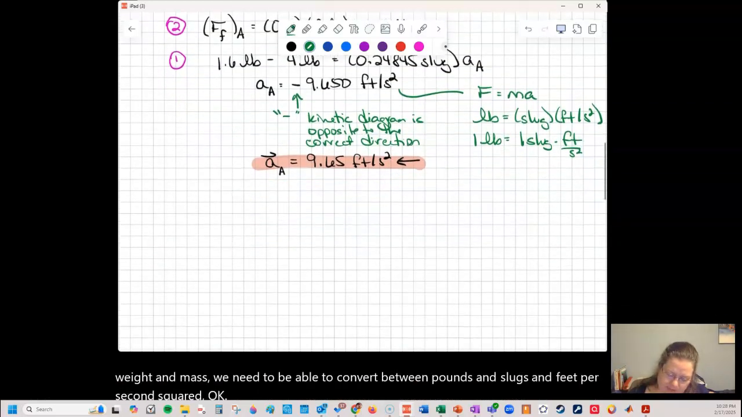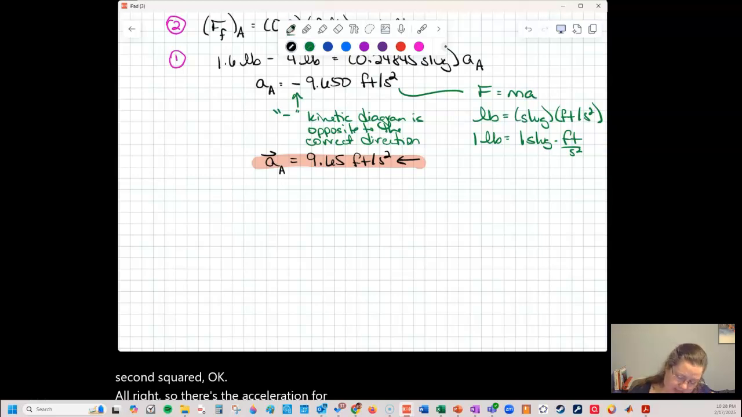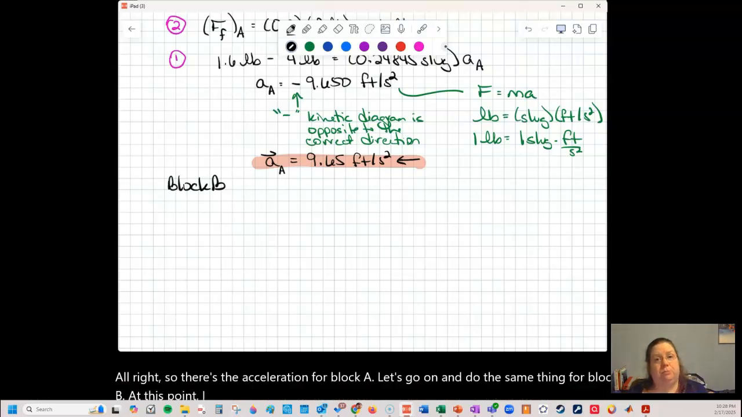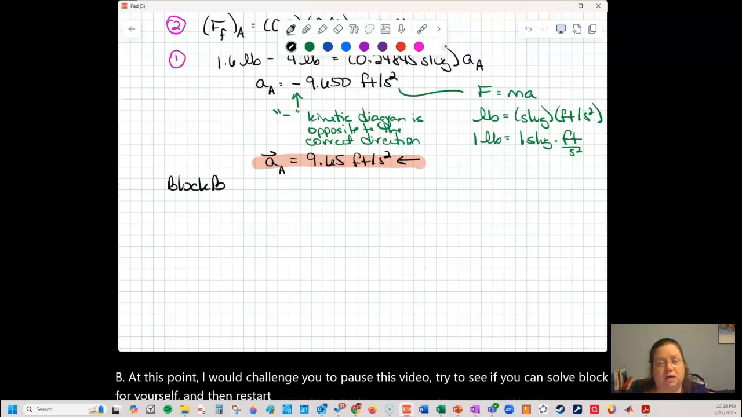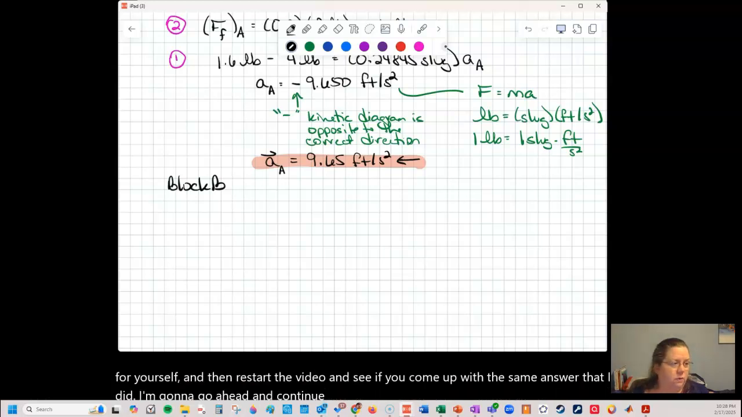All right, so there's the acceleration for block A. Let's go on and do the same thing for block B. At this point, I would challenge you to pause this video, try to see if you can solve block B for yourself, and then restart the video and see if you come up with the same answer that I did. I'm going to go ahead and continue on with solving for it.